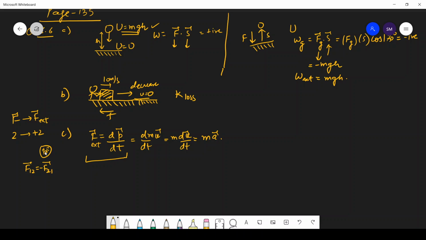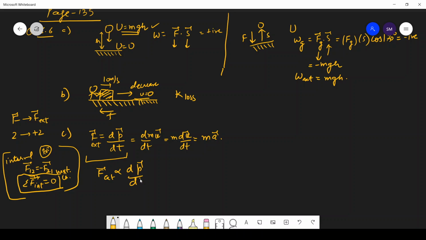So that is why the sum of internal forces is always 0. This thing we will do in the next chapter also. Fine. You have understood why the sum of internal forces is equal to 0 due to Newton's third law. So this F is always external. So obviously that is Newton's second law, that F external is directly proportional to dP by dt, and F external is equal to m into a, which results in this.